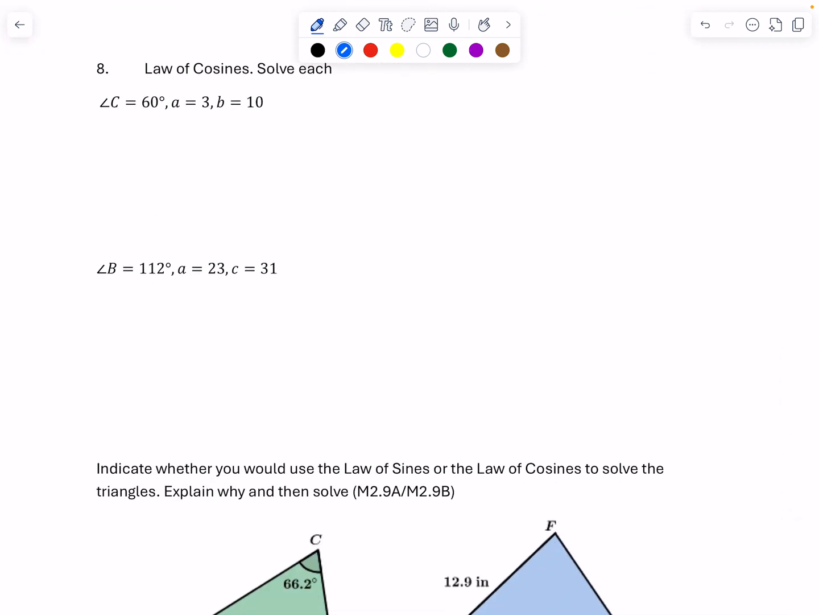Law of cosines. I like to, again, set it up. I'm going to do it back in red. This is back to regular. Okay, so again, if you're doing side angle side, and we know we're doing law of cosines because we have an angle and we don't have a side across from it, then we solve for the side that's across from the angle first.